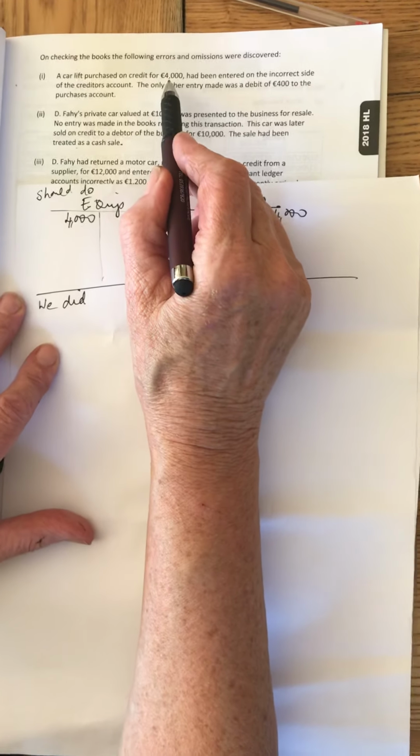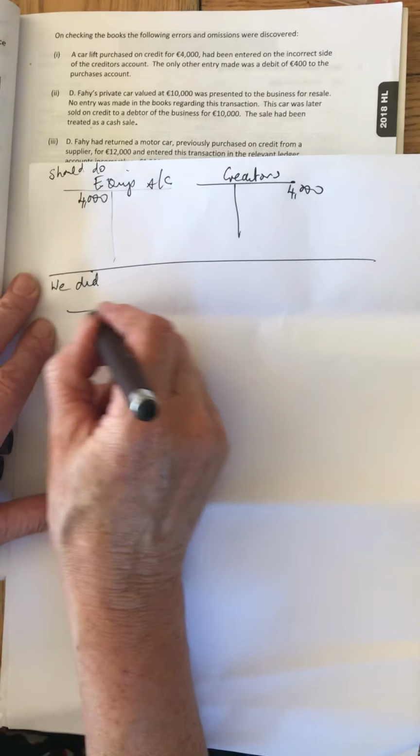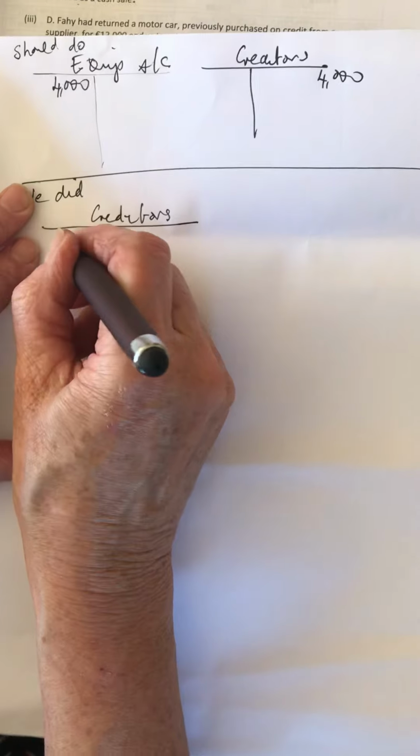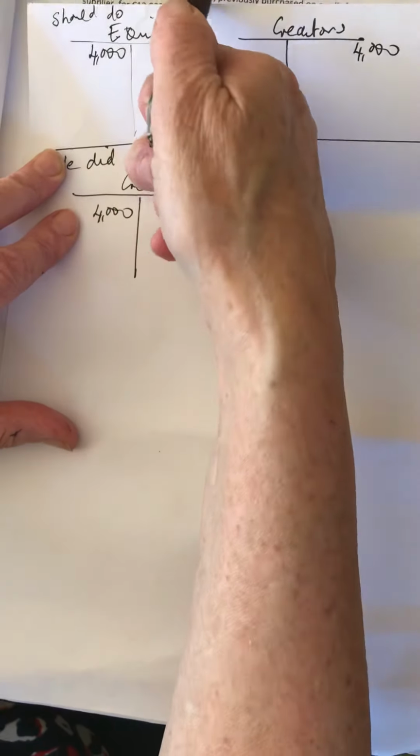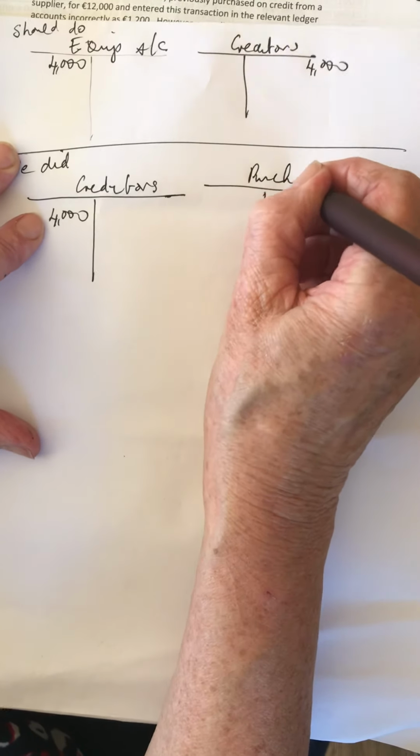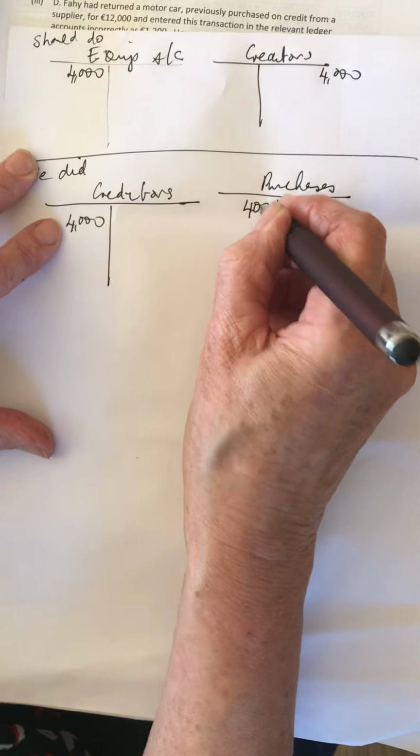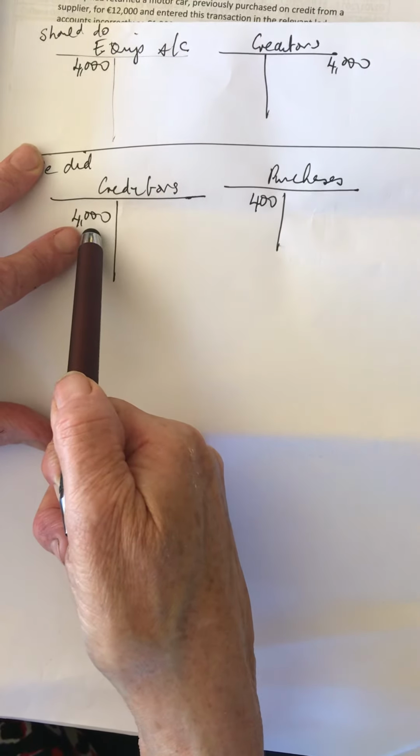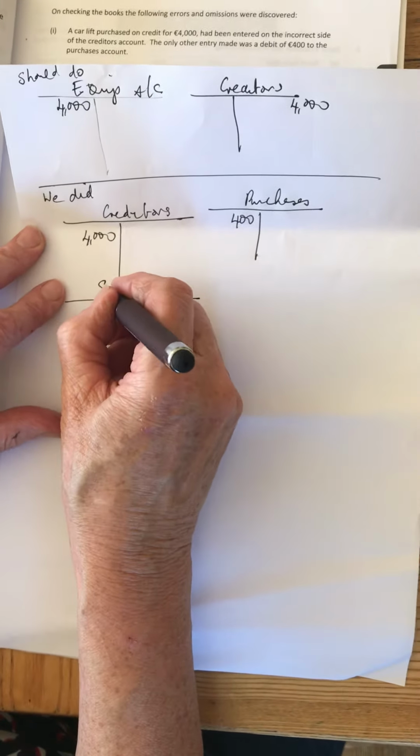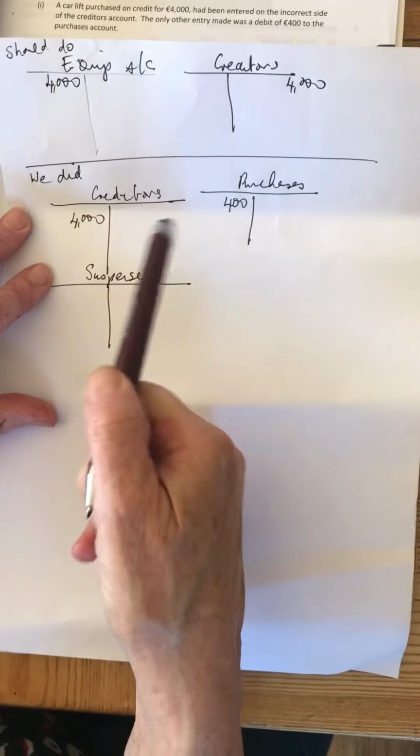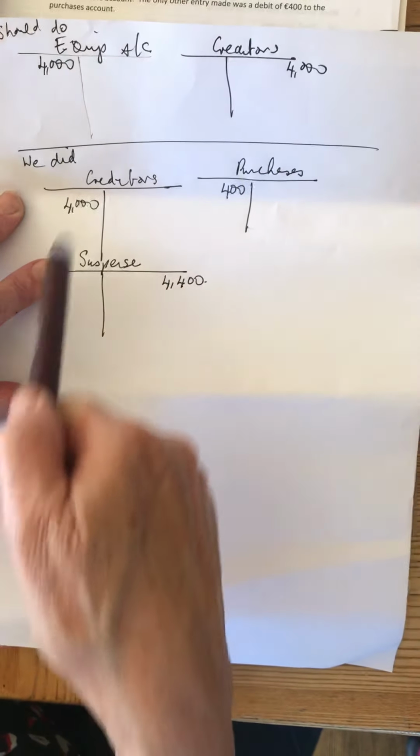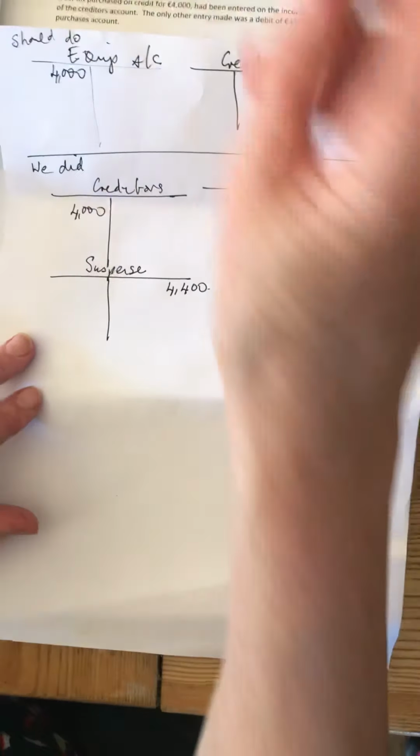We bought a car lift for 4,000 and entered it on the incorrect side of creditors. We opened up creditors account and we went to the debit side and put down 4,000. We then opened up purchases account and we debited purchases with 400. I can see that I have 2 debits and no corresponding credit, so my trial balance will not add up. And we said we entered the difference in a suspense account. So we put 4,400 in a suspense account to force the trial balance to add up.